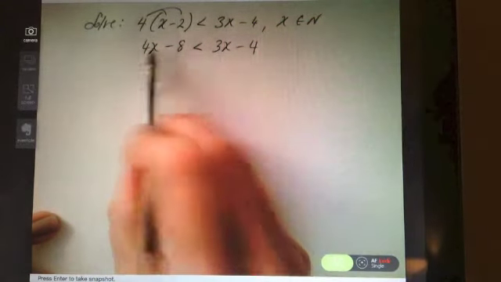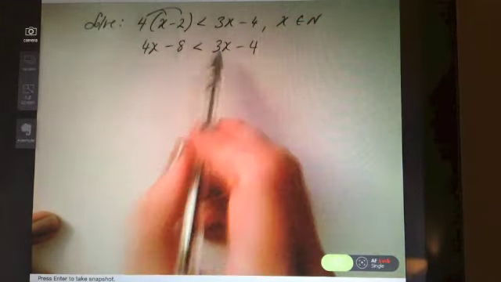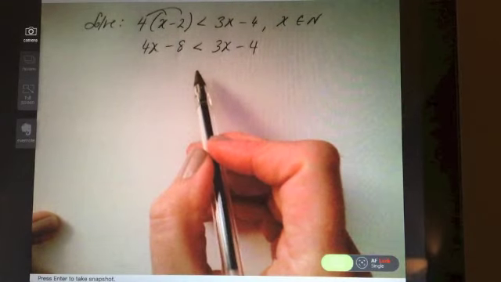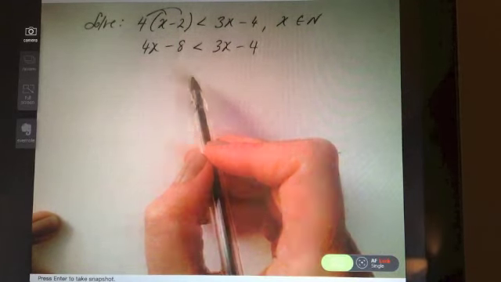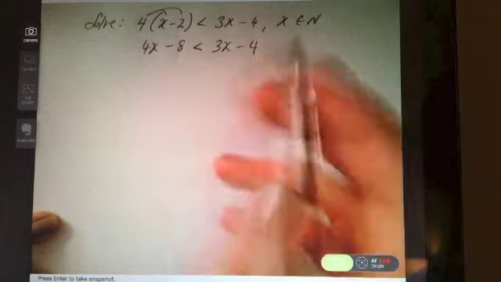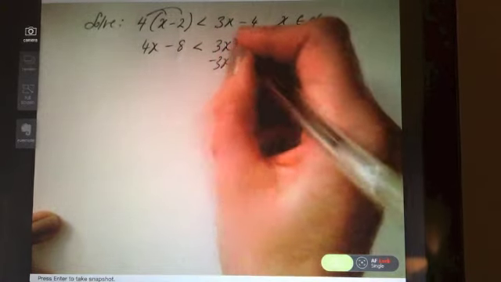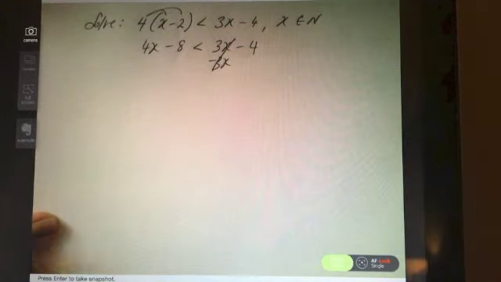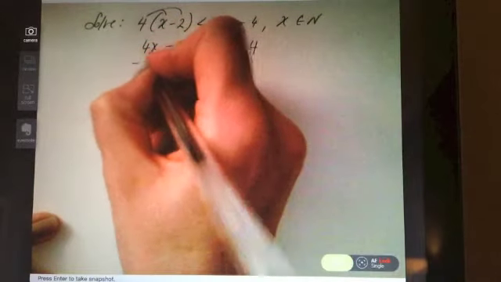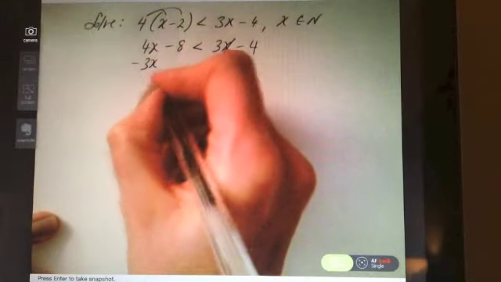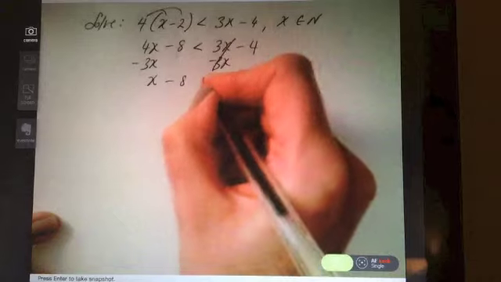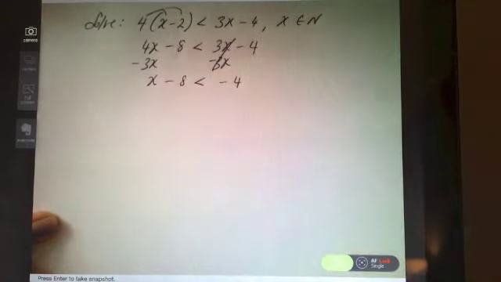So now I've got x's on both sides again. I want to get rid of the fewer x's completely from one side. I can't have x's on both sides. So I'm going to take away the 3x's completely from the right hand side. If I take away 3x's from that side, I've got to take away 3x's from that side, and that leaves me with x minus 8 is less than minus 4.